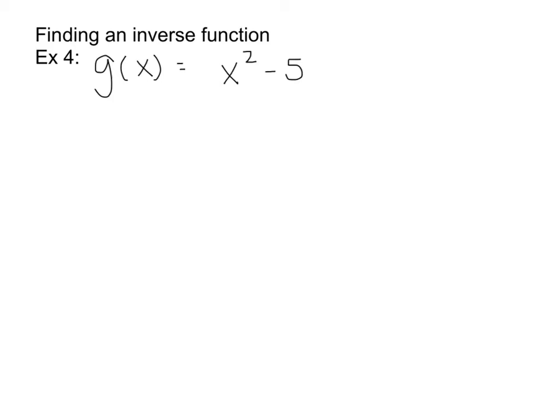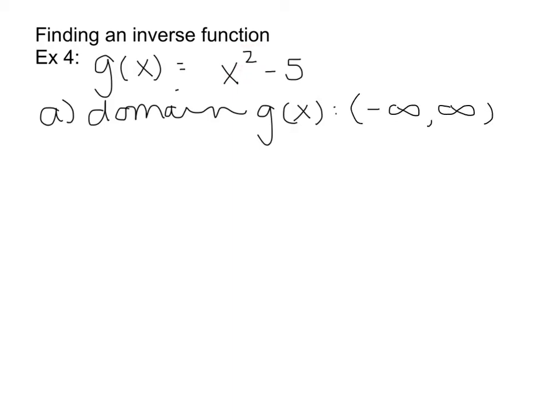So the given function is g of x equals x squared minus 5. I first want to determine the domain and the range of g of x, okay? So the domain of g of x. Since this is x squared, it's a parabola, so the domain is negative infinity to positive infinity.